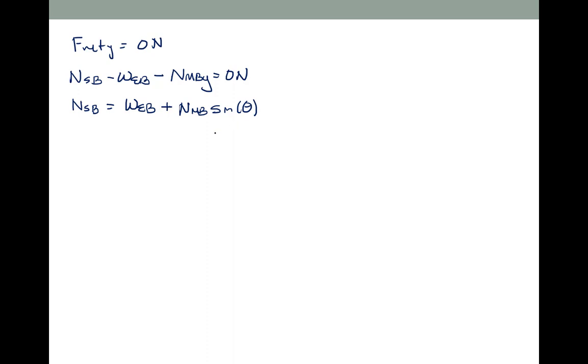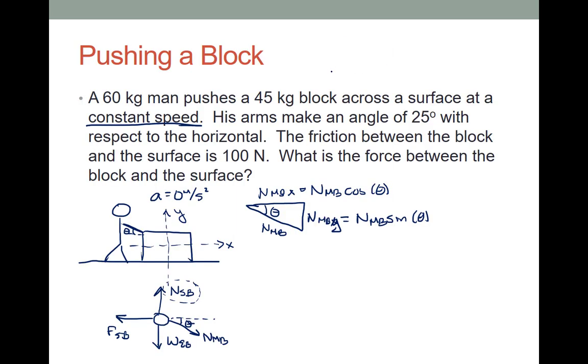I cannot proceed onward with this analysis at this point because I don't know this. I don't know how big the normal between the man and the block is. I don't know how hard he is pushing. To find that, I need to go look at the horizontal direction. This will also equal 0 because the block is not accelerating. In the horizontal direction, if I go back and look at my free body diagram, I have 2 forces. I have friction and I have the x component of the normal between the man and the block.